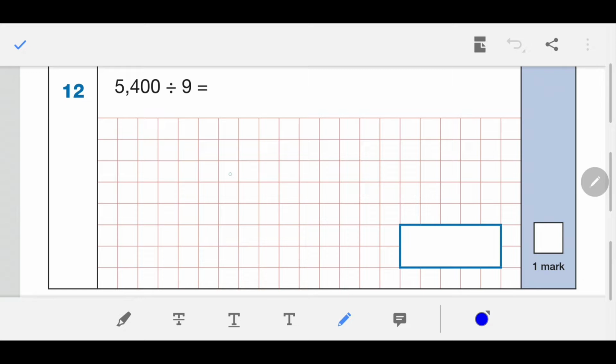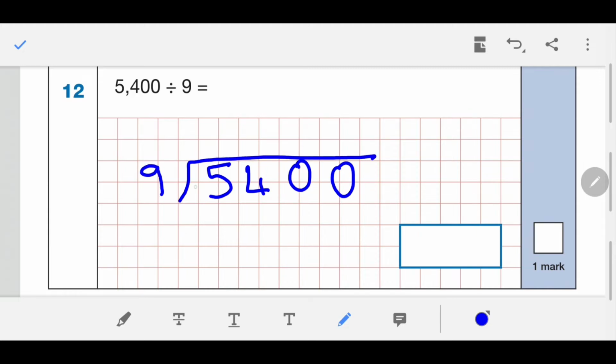Okay, question number 12. 5400 divided by 9. Okay, so 5 divided by 9 is not possible. That's going to be a 0. Carry the 5 across. 54 divided by 9 gives us an answer of 6. Now, if we carry the zeros across, that is going to give us an answer of 600.